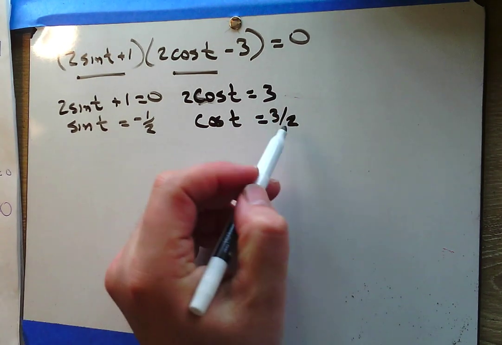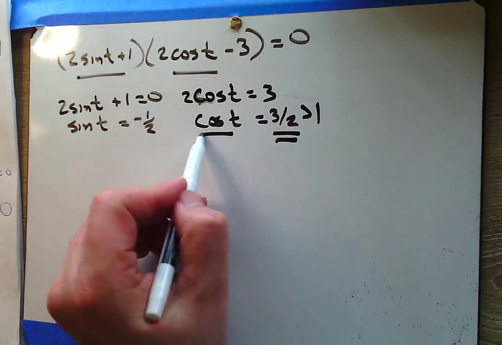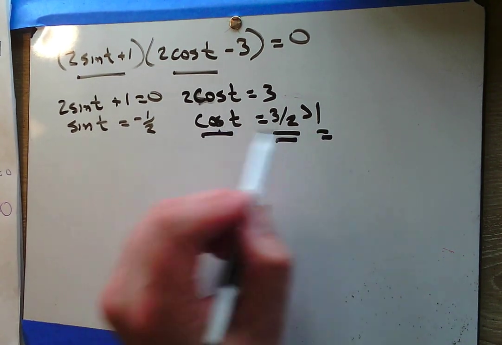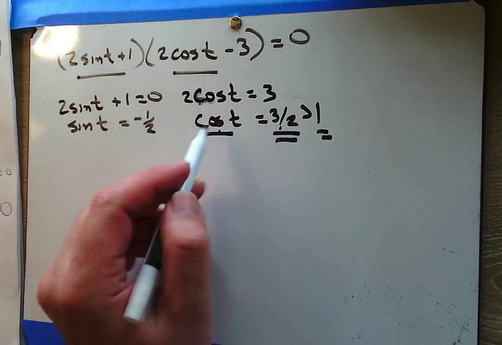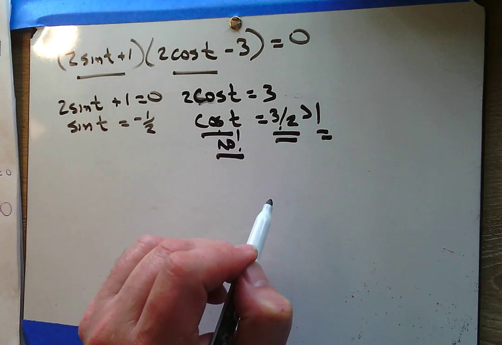Now, please note, 3/2 is greater than 1. And the biggest x value on the unit circle is 1. So can cosine ever be equal to a number bigger than 1? No. This doesn't produce any solutions for us.